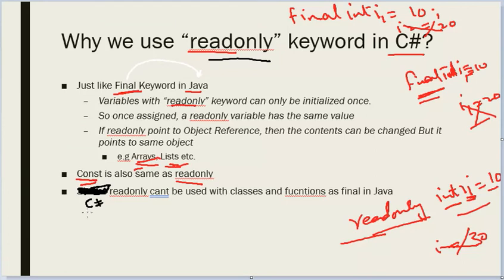The next thing is that C# readonly can't be used with classes and functions. In Java, you can use the final keyword with classes and functions also. You can declare a class final, you can declare a function final, but in C# you cannot declare a class as readonly or a function as readonly. You can only use the readonly keyword with variables in C#. You cannot use it with classes and functions. So that's it.